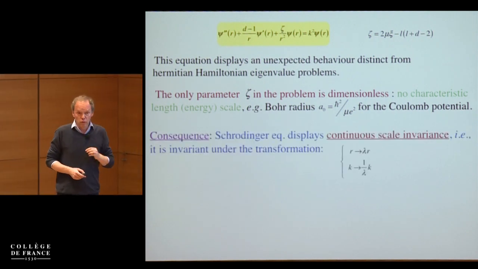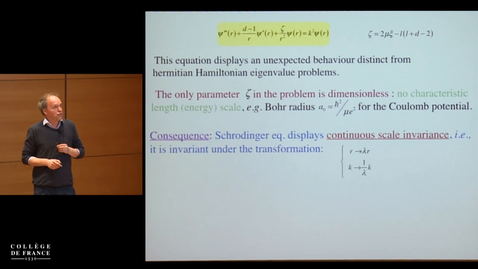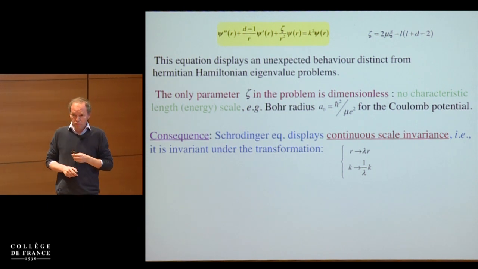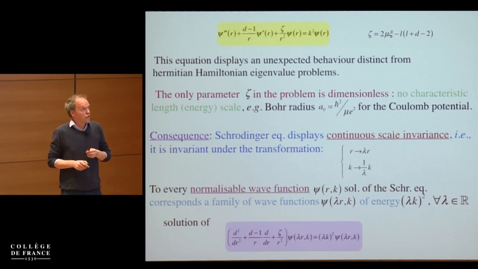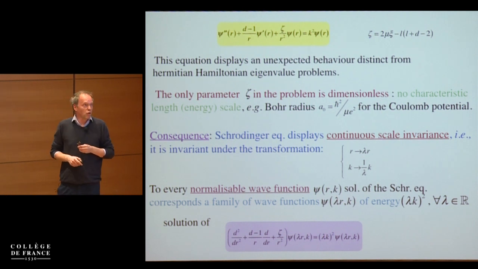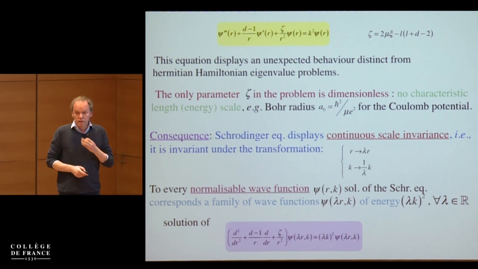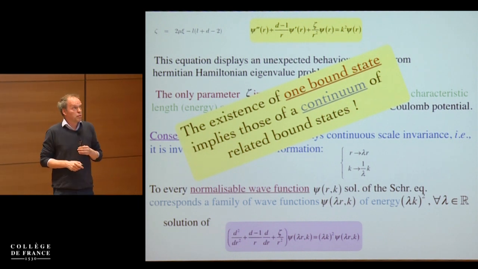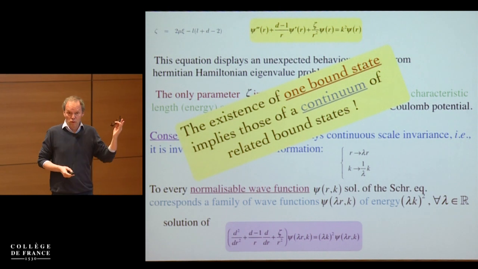As a consequence, this Schrödinger equation displays continuous scale invariance, meaning that if you change distances into lambda times distances, whatever lambda is, or wave vectors into 1 over lambda wave vectors, then to every normalizable wave function which is a solution of this Schrödinger equation corresponds a family of wave functions, with an energy also multiplied by this lambda, which are solutions of this Schrödinger equation. The consequence is that if you can show that there exists one bound state in this problem, then there exists a continuum of related bound states, which means that there is no ground state in this problem. So it's a problem, in principle.